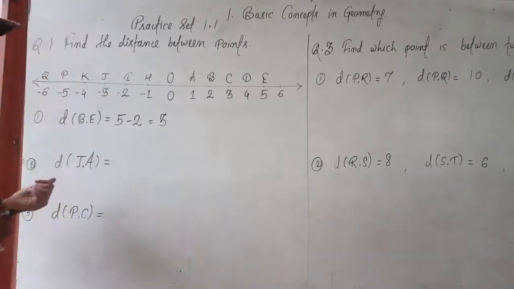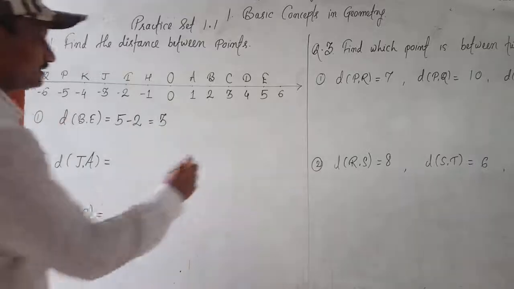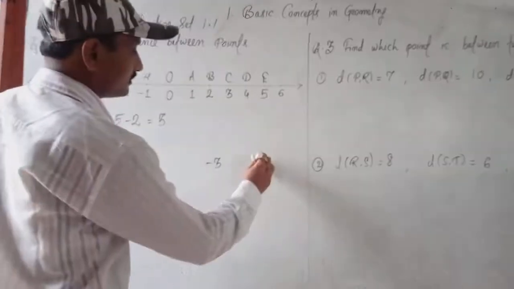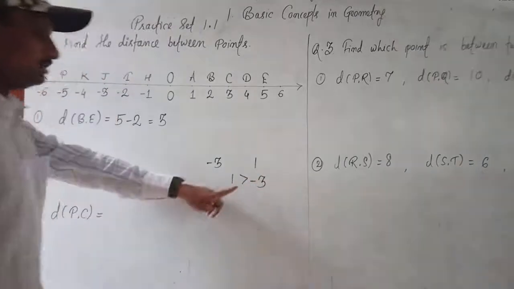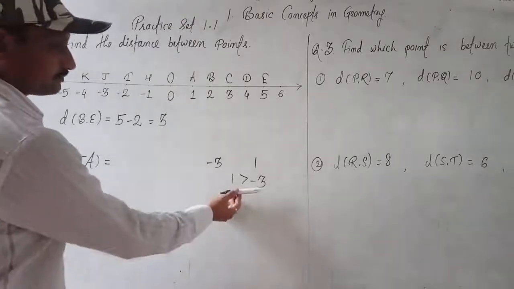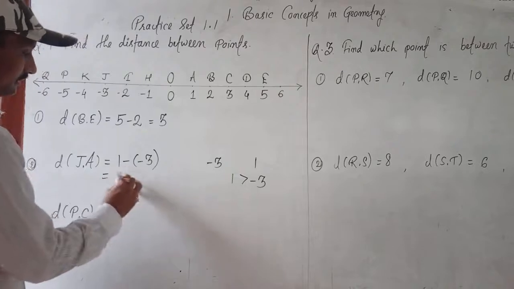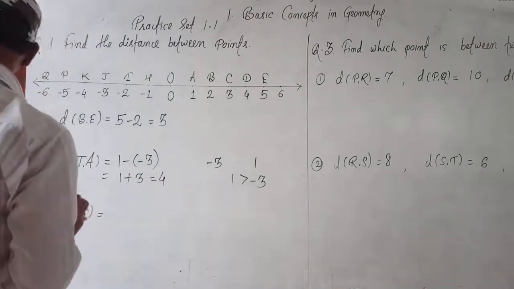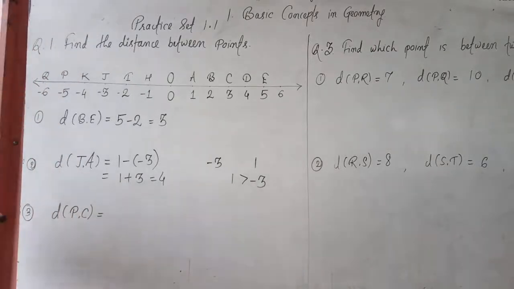Now the second one is the distance between point J and point A. What is the coordinate of point J? Minus 3. Coordinate of point A? 1. So we know that 1 is greater than minus 3. So 1 is the bigger coordinate and minus 3 is the smaller coordinate. So subtract the smaller coordinate from the bigger coordinate. So we get 1 plus 3 equals 4. So the distance between point J and point A is 4 unit or 4 centimeter.